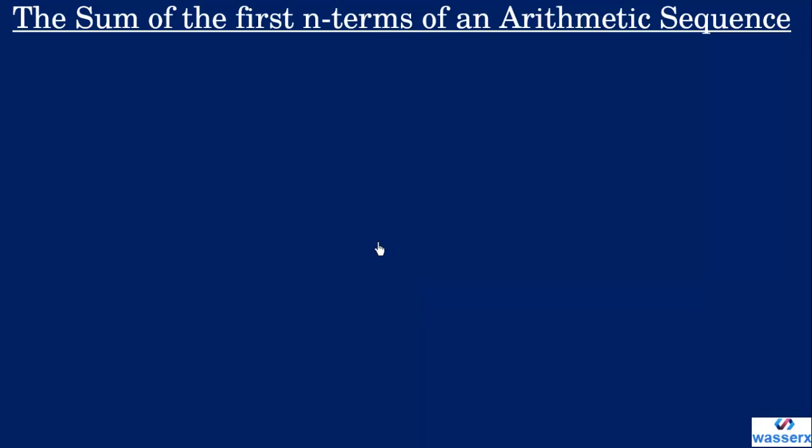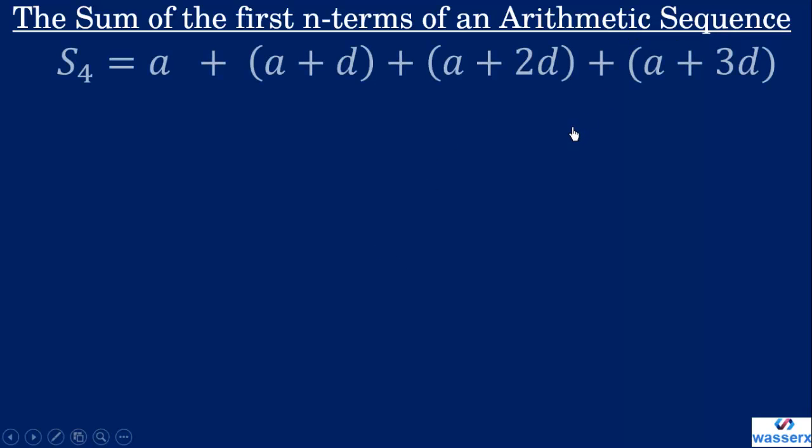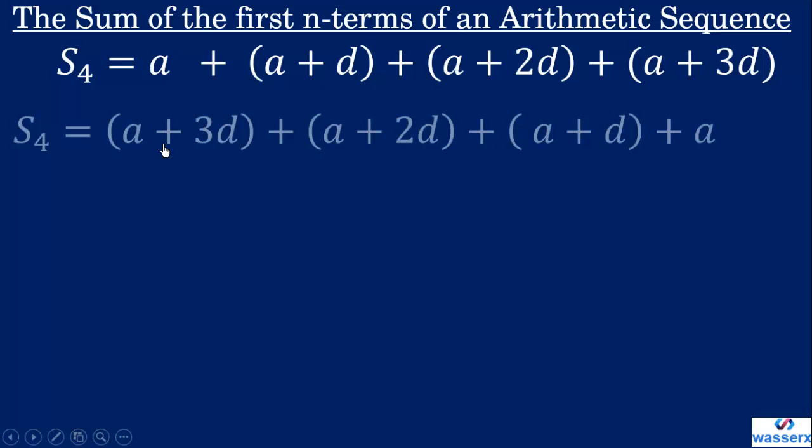The sum of the first n terms of an arithmetic sequence. If we add the first 4 terms of a sequence, we get something like this. That is a general sequence. So if you reverse this, we get something like this. So the reverse is the last one here becomes the first one over here. Now you can see that all these terms are the same.